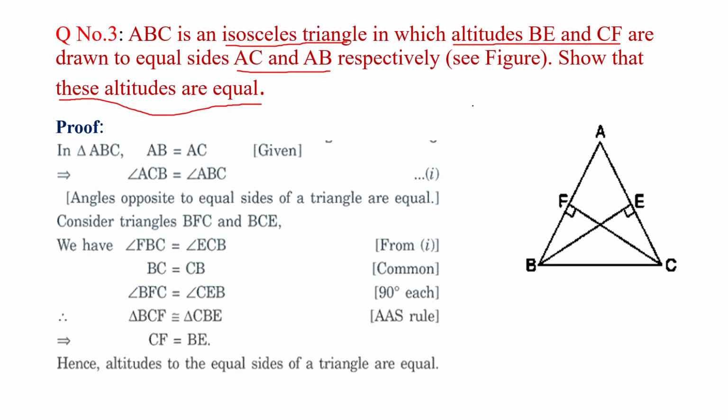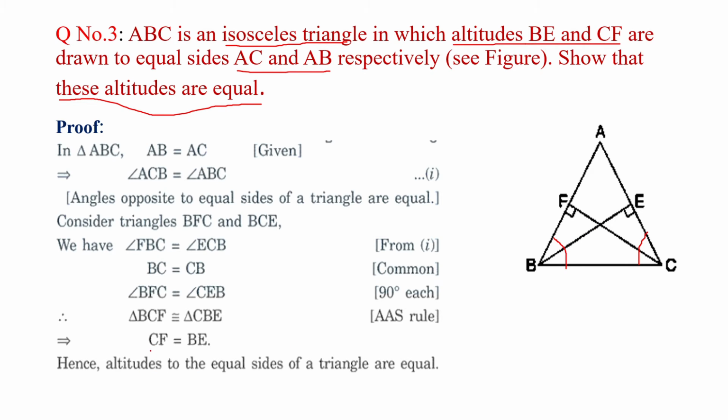AB is equal to AC, given. So therefore angle ABC is equal to angle ACB, and angle BFC and angle BEC both are 90 degrees. BC is equal to CB, common. So triangles BFC and CEB are both congruent according to the AAS rule. So therefore CF is equal to BE by CPCT.